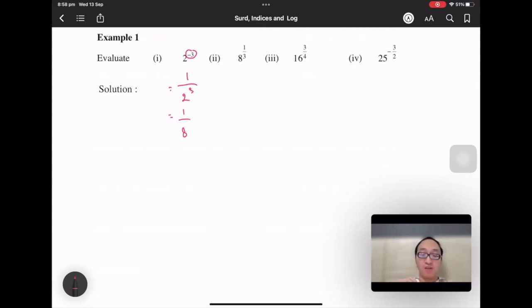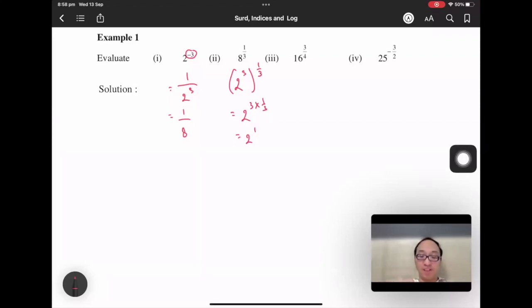8 to the power of 1/3. We can find the value by changing the 8 into 2 to the power of 3. So 8 is 2 to the power of 3, and then to the power of 1 over 3. Using the rule, 2 to the power of 3 powered by 1 over 3, that's the same as you multiply the power. So it equals 2 to the power of 1.